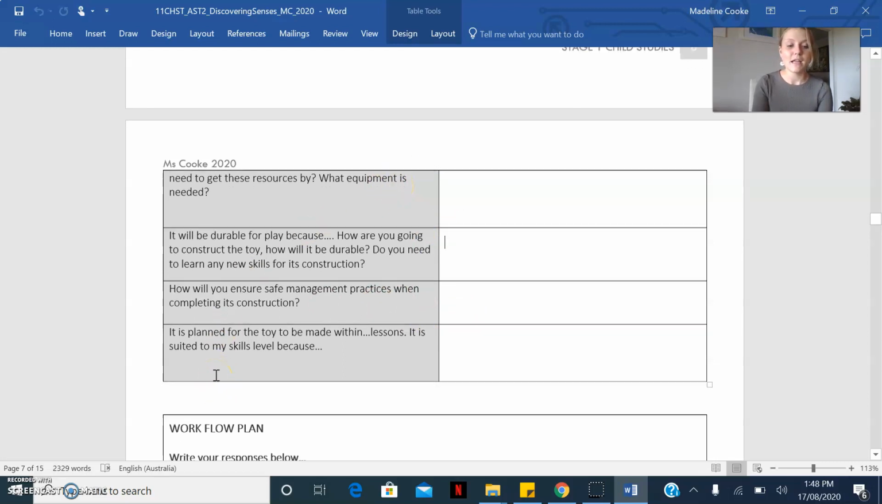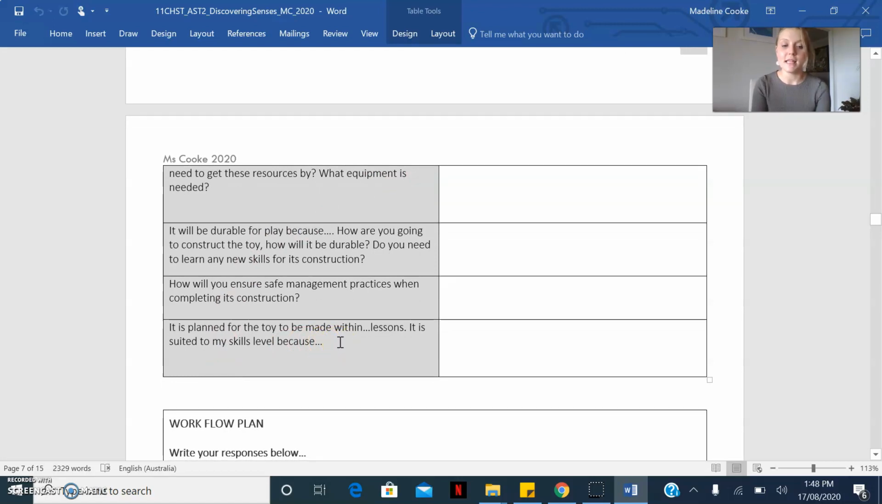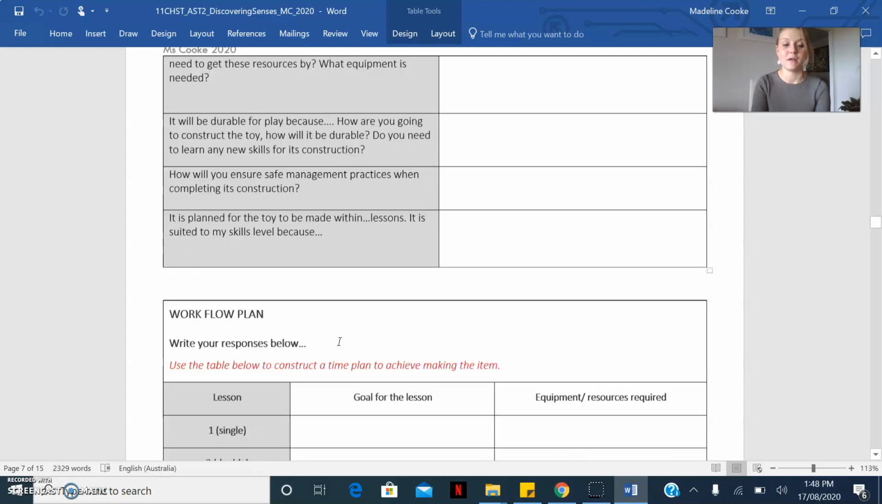And then it is planned for the toy to be made within how many lessons. It is suited to my skill level because. Okay, so you're justifying why this toy is suitable. It's really easy to make a toy that is simple, okay? But if you have those high skills and you're able to make something a bit better, all right, that's where you need to push yourself to achieve the higher grade band.